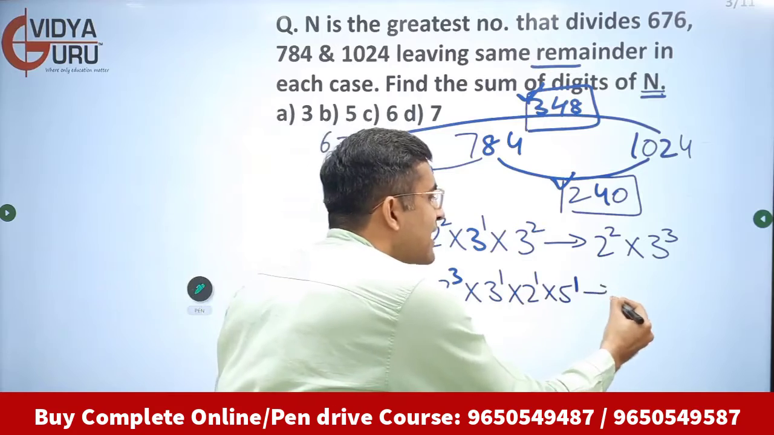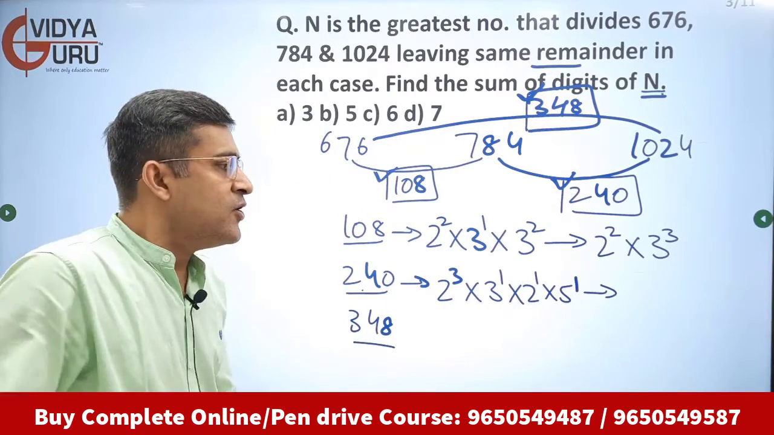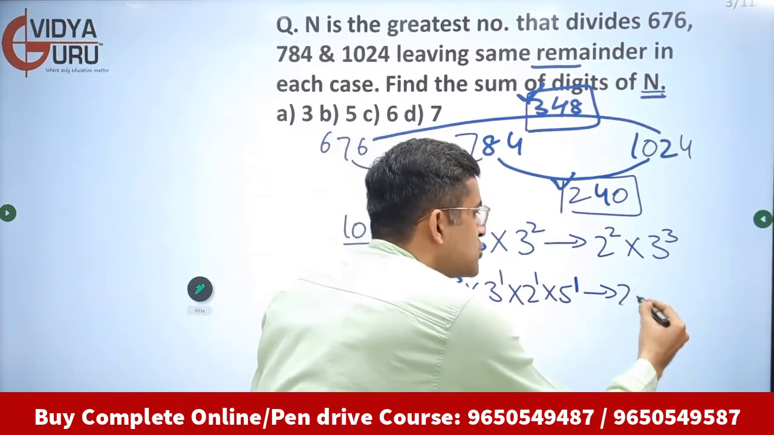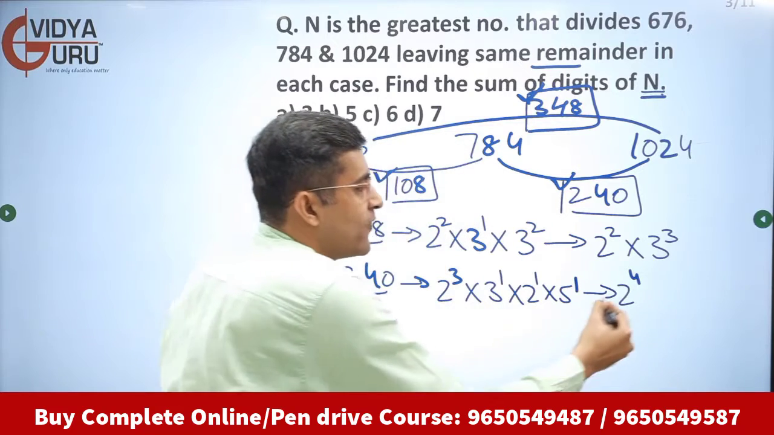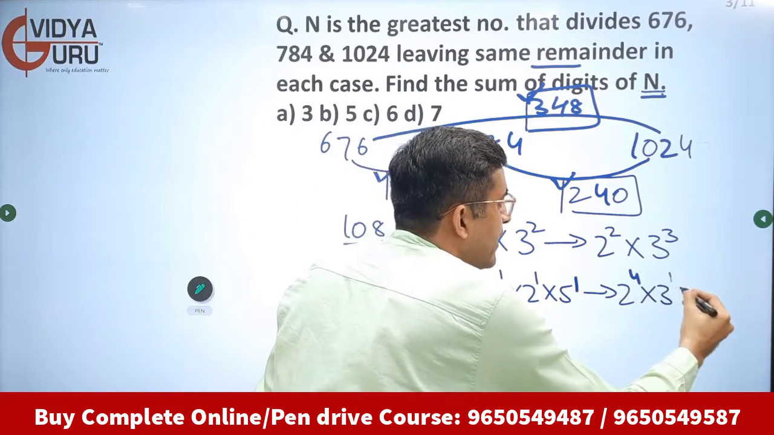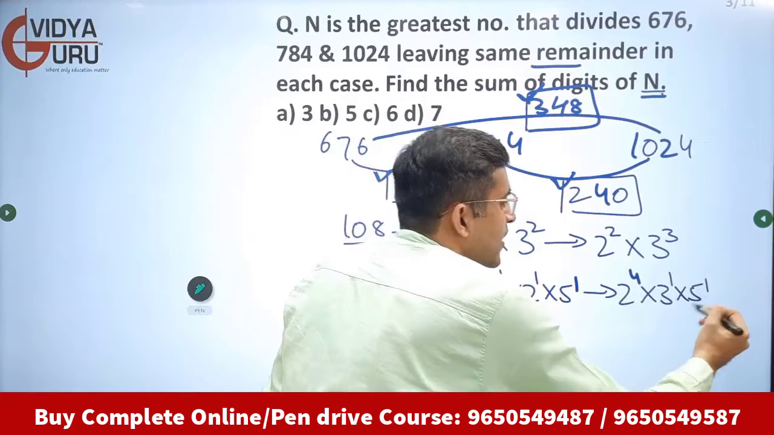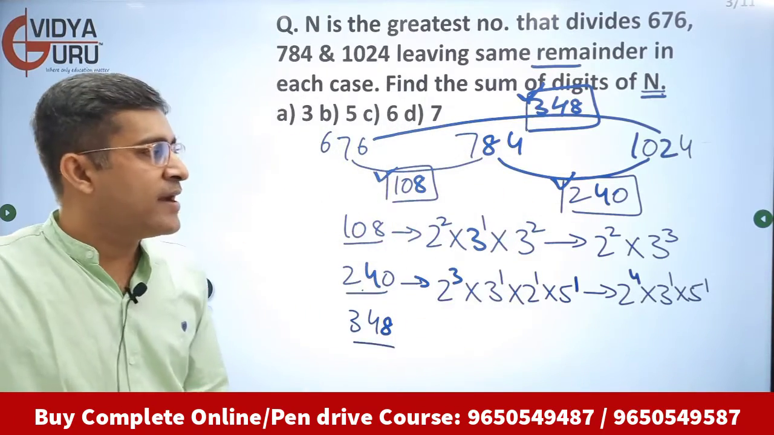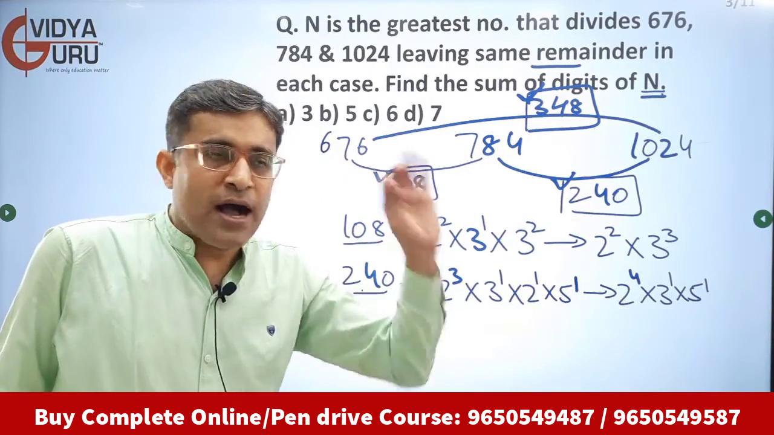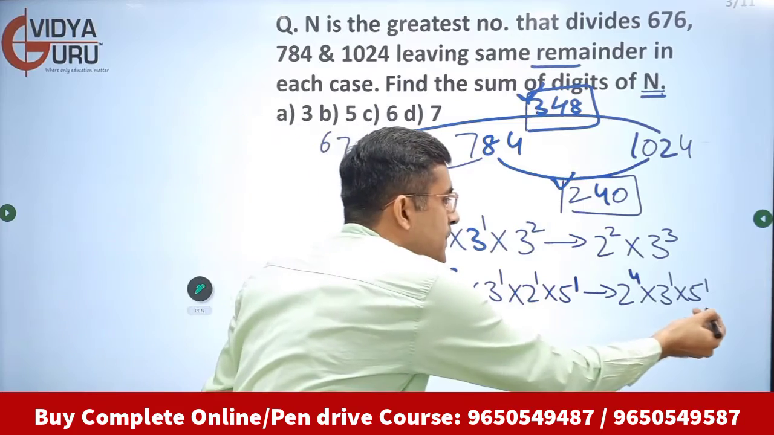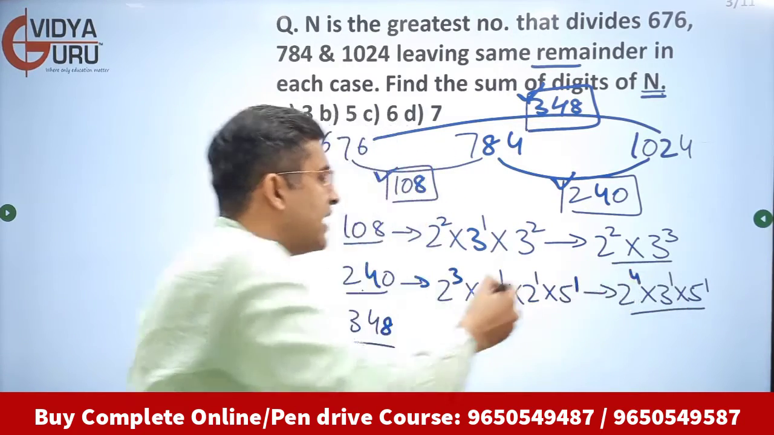Sure. Now let's aggregate the powers. How many 2's do we have? 2 raised to power 4. 2 raised to power 4 into 3 raised to power 1 into 5 raised to power 1. Yes or no? Look at it. So I have arrived at the prime factors.